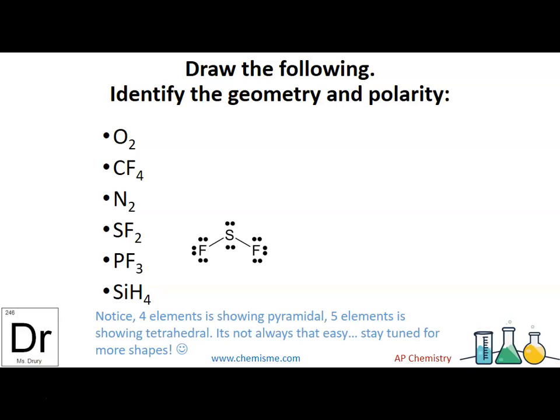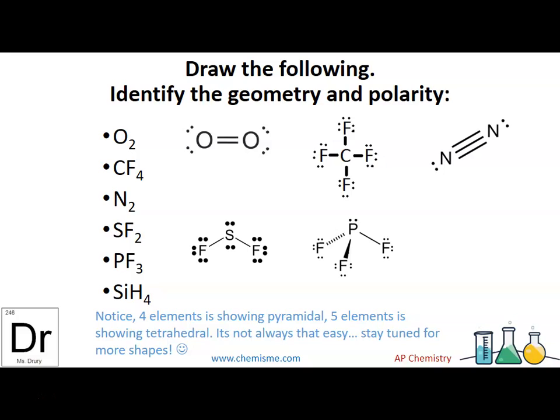So for O2, it's just a linear object with no dipole moment. CF4 is tetrahedral with no dipole moment because it's symmetrical. N2 is also linear and nonpolar because they're symmetrical. SF2, which was already drawn for some reason, is polar because there's a sulfur pole and a fluorine pole. The molecule is bent. PF3 is pyramidal. The P is one pole and the F's are the other pole, so this is polar. And SiH4 is tetrahedral. This is not polar because it's completely symmetric.